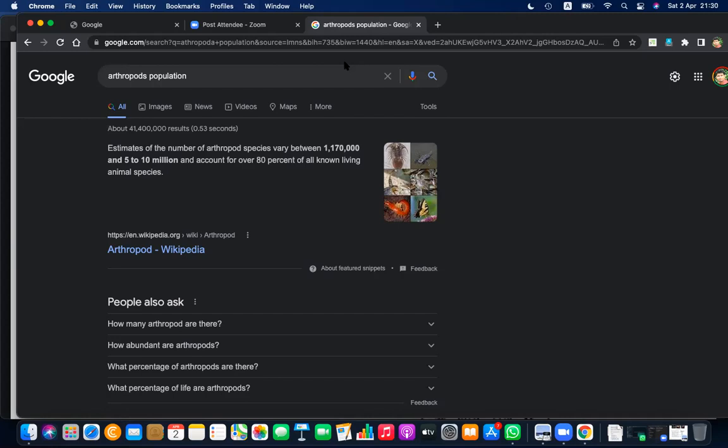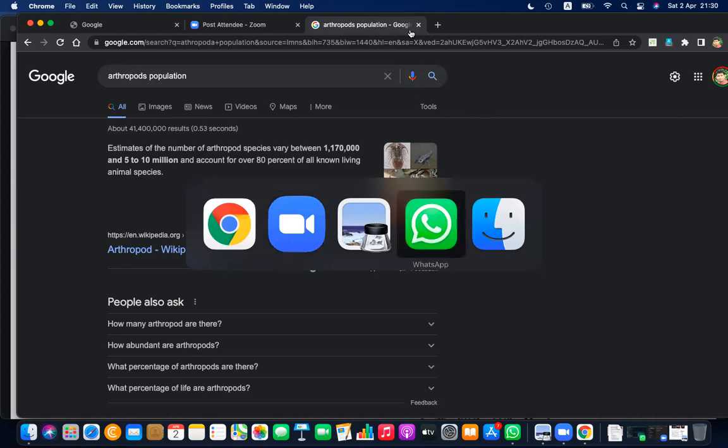It's everywhere. And you can see the number of variants even. The variance is basically between 1 to 10 million, right? So you can see they account for over 80% of all non-living animal species. Just imagine, the estimate of the number of arthropod species varies between 1.1 million and 5 to 10 million, and they account for over 80% of all animals. 80% of all, that is the highest.